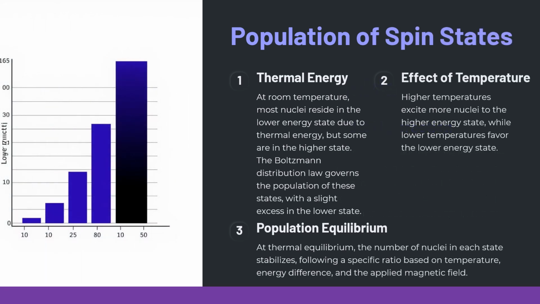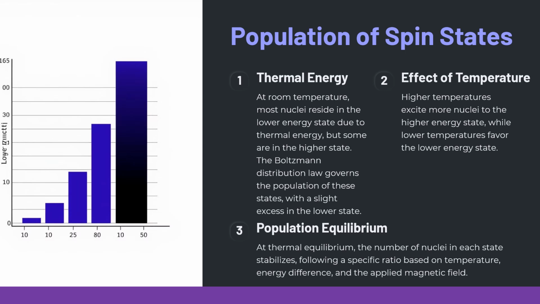The population of spin states is influenced by various factors, starting with thermal energy. At room temperature, most nuclei are found in the lower energy state due to thermal energy, although a smaller fraction resides in the higher energy state. The Boltzmann distribution law governs the population of these spin states, with a slight excess of nuclei in the lower energy state. Temperature has a significant effect on the population of spin states.